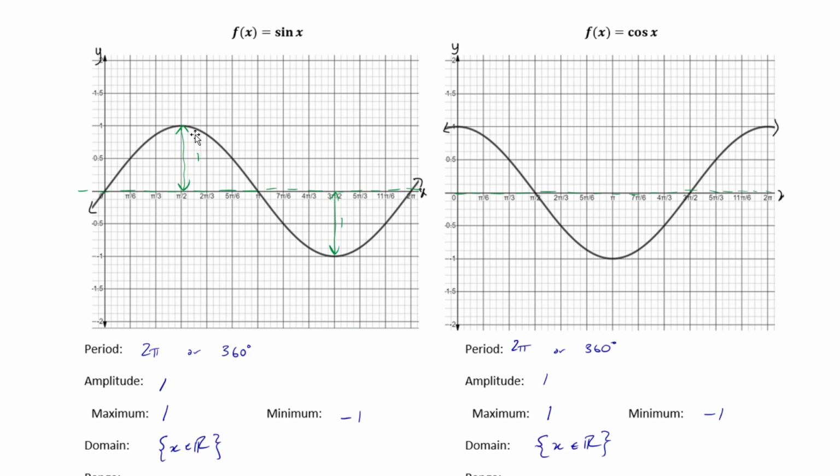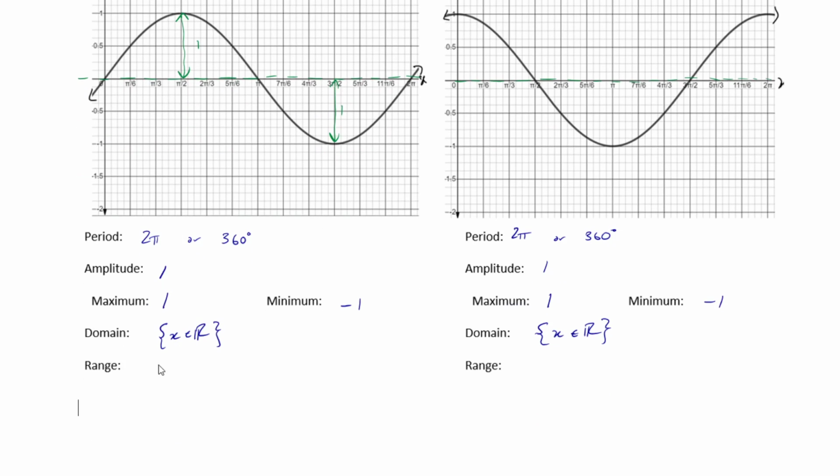The range, however, we can see the maximum is 1 and the minimum is -1 down here. Again, with the amplitude being 1, we can see that the amplitude is an absolute value, which means that it's always positive. We're just looking at the magnitude, right?